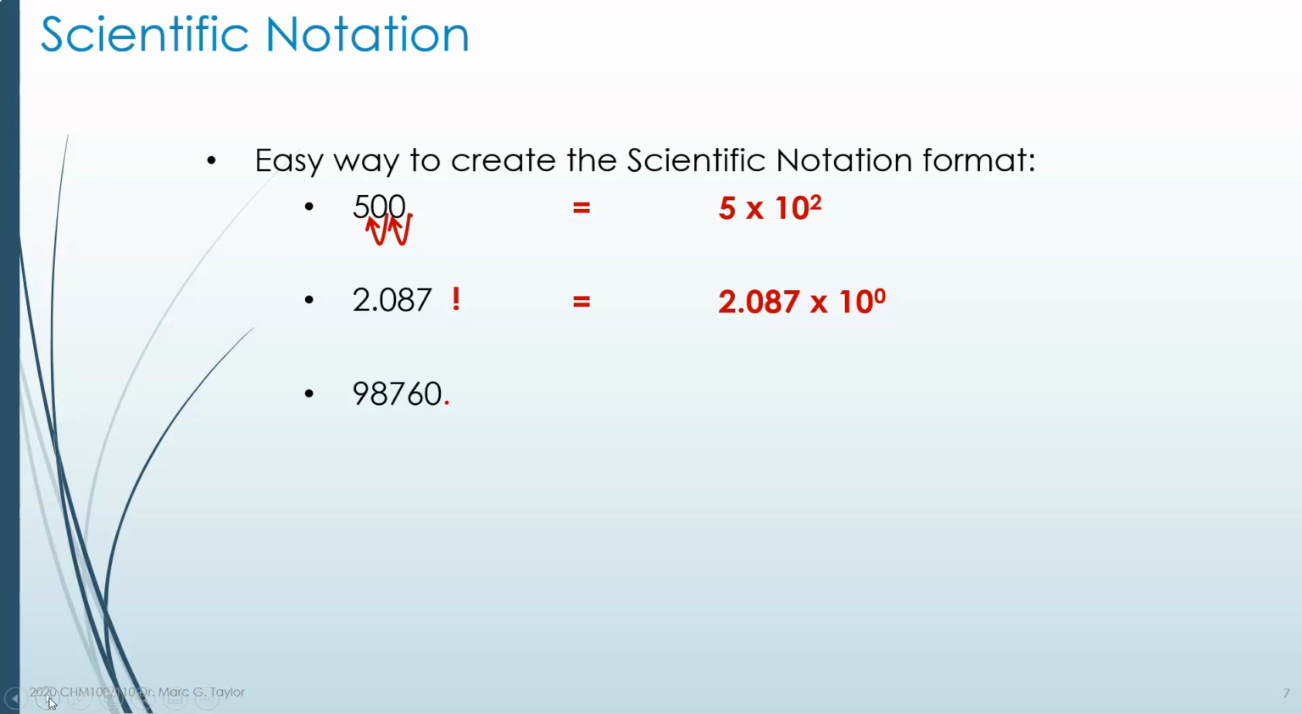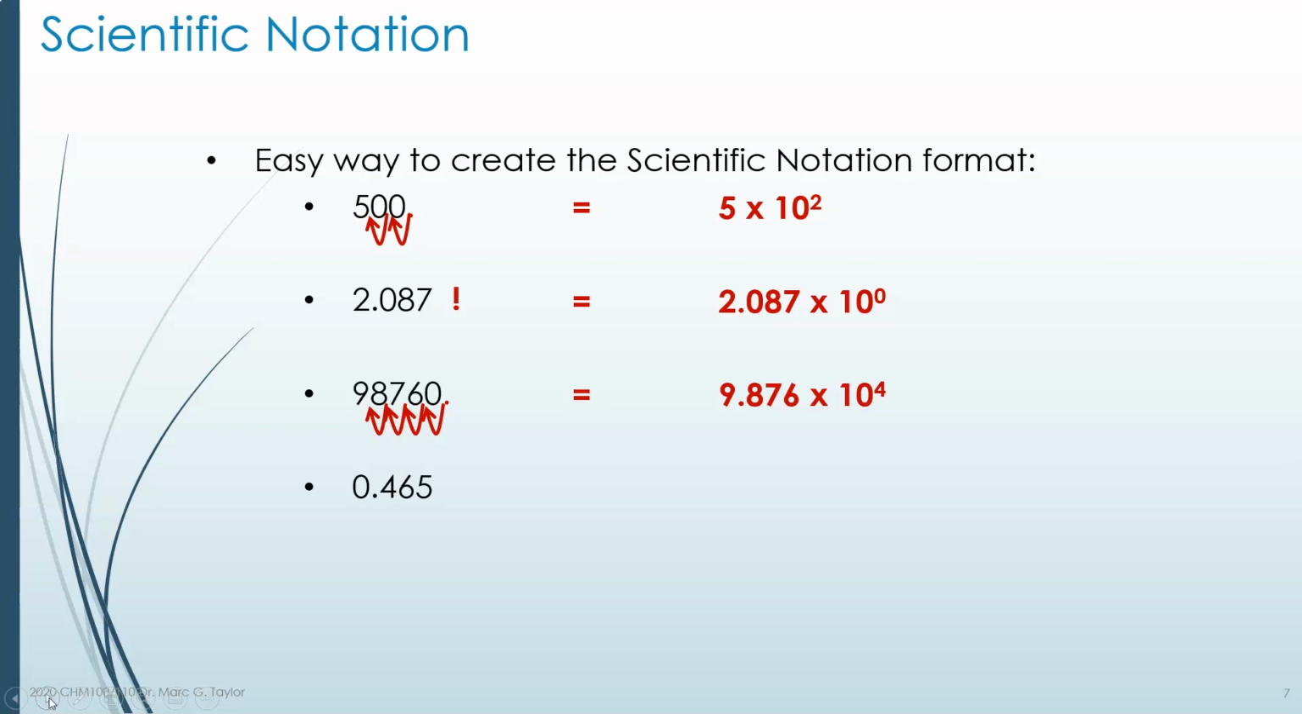98,760, we look where the decimal is. We have to move that a total of 4 times, and therefore, to get that 9.876 value, we needed to move it 4 times. Therefore, we multiply it by 10 to the 4 power to compensate for that. Now, you'll notice we did not include the 0 here, and that is because this 0 is not considered significant, and we'll talk about those rules later.